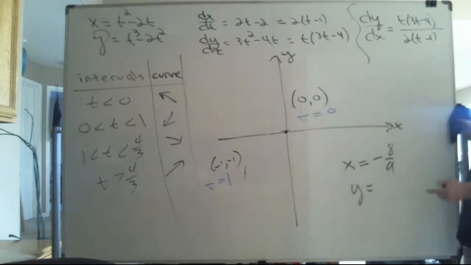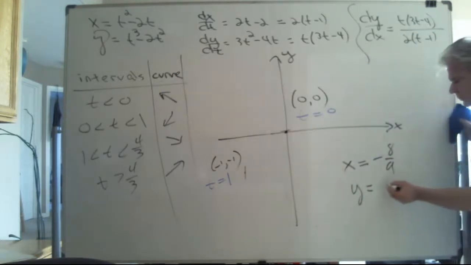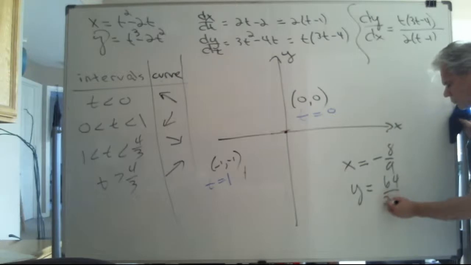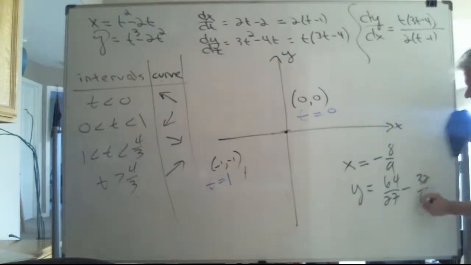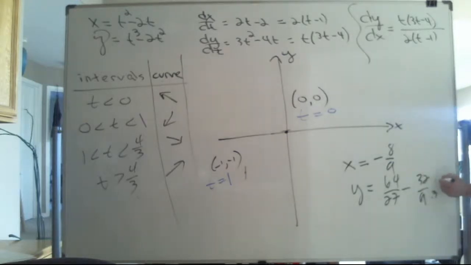Corresponding y is going to be 4/3 cubed, minus 2 times 16/9, that'd be 32/9. Excuse me.